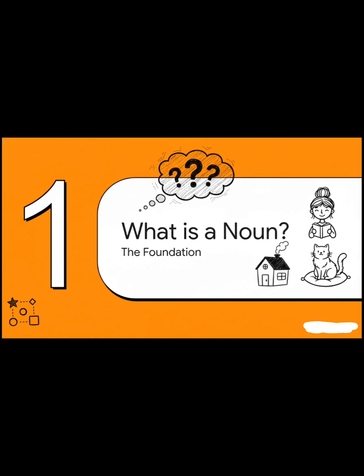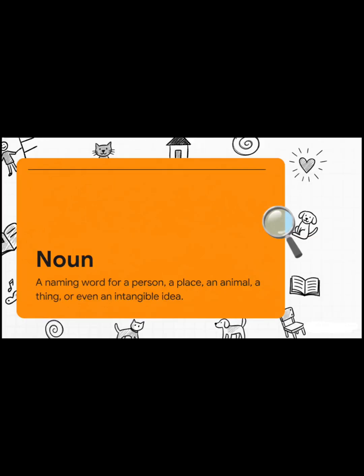What exactly are we talking about when we use the word noun? It's really that straightforward. A noun is simply a naming word. It's the label we slap on a person, a place, an animal, a thing you can touch, or even something you can't touch, like an idea. Love, justice, things like that.